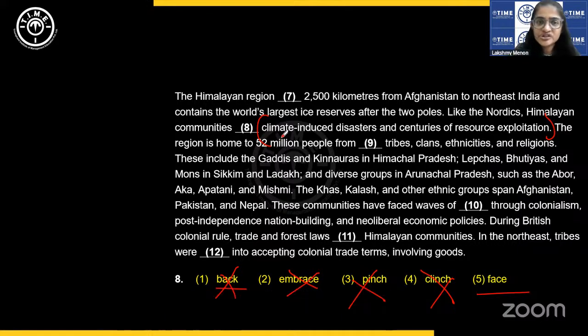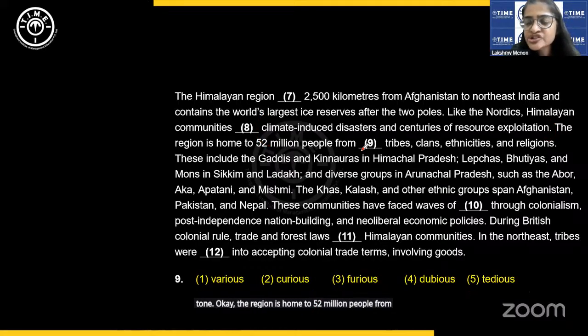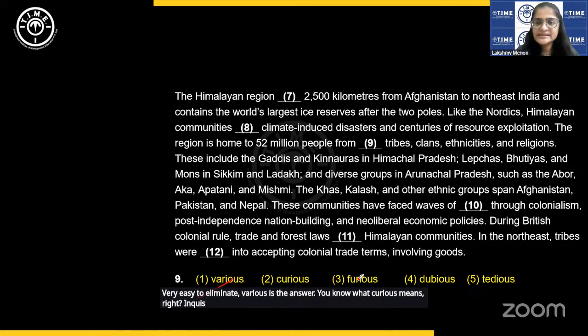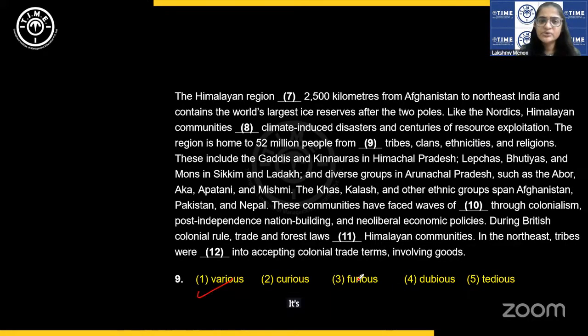Okay, the region is home to 52 million people from dash tribes, clans, ethnicities, and religions. 52 million people from various or different tribes, clans, ethnicities, and religions, right? Various. We have a word here. Curious, furious, dubious, tedious. Very easy to eliminate. Various is the answer. You know what curious means, right? Inquisitive. Furious is very angry. Dubious is suspicious or something that's doubtful. Tedious is tiring. So the word is various.